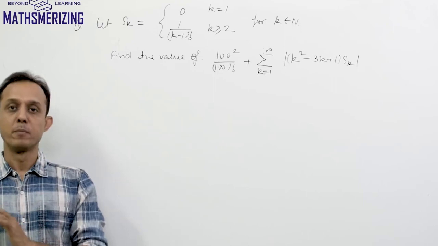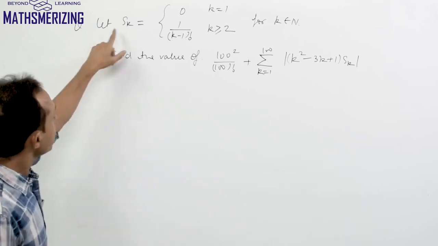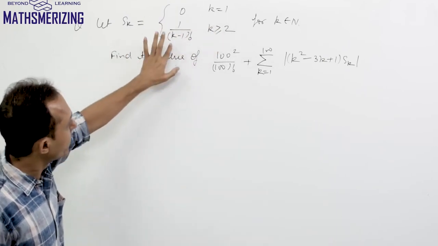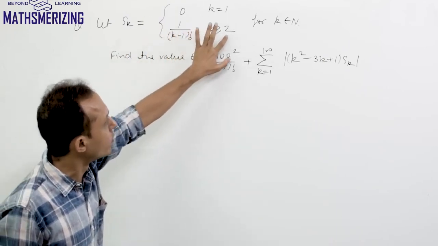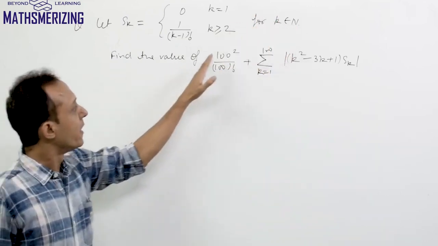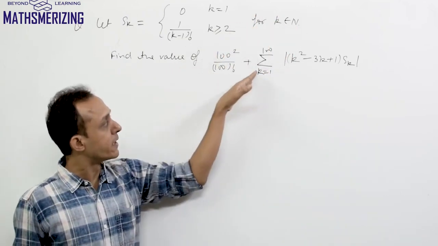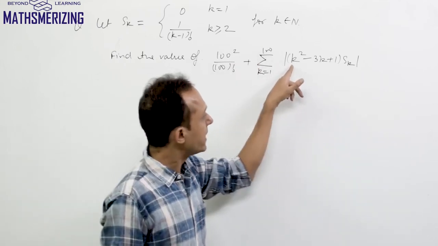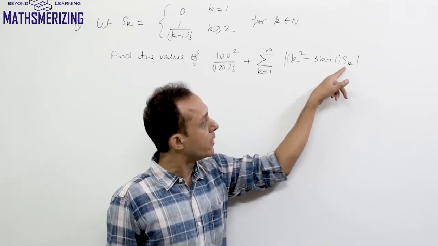So let us take up another problem. The problem is, let sk be defined as 0 when k is 1, and 1 upon factorial k minus 1 when k is greater than or equal to 2, for every natural number k. Then we have to find the value of 100 square upon factorial 100 plus summation, k varies from 1 to 100, mod of k square minus 3k plus 1 into sk.